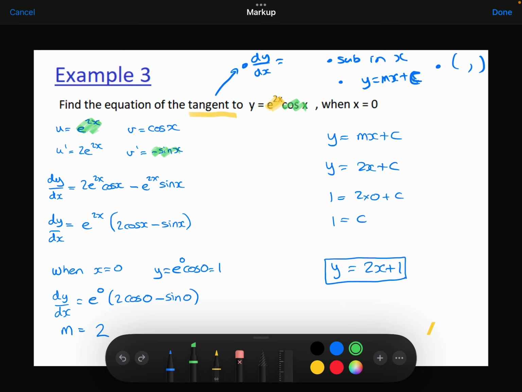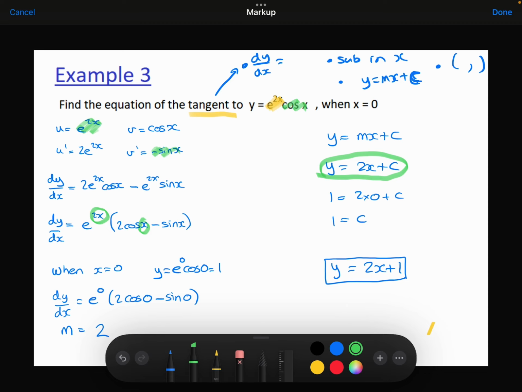So I substituted 0 in here, here, and here. So e to the power 0 is 1, cos 0 is 1, and then sin 0 is 0. So basically I've got 1 times 2 times 1, which is 2. So the gradient of my tangent is 2. Hence why I've said y equals 2x plus c.